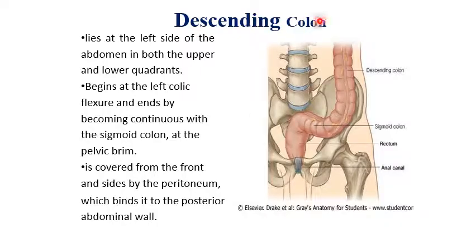The descending colon lies at the left side of the abdomen in both the upper and the lower quadrants. Left side में रहता है ये, upper and lower quadrants. It begins at the left colic flexure of the transverse colon and it ends by becoming continuous with the sigmoid colon. This is the sigmoid colon. It is becoming continuous with it at the pelvic brim. See, this is the pelvic brim. This is pelvis and this is the pelvic brim.